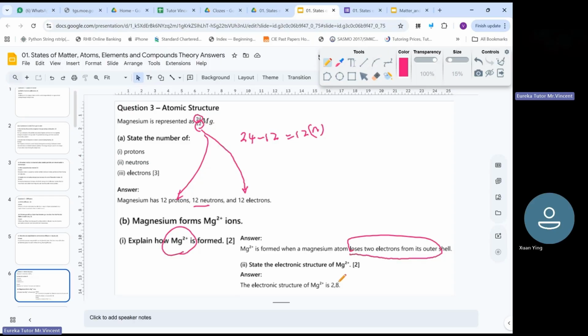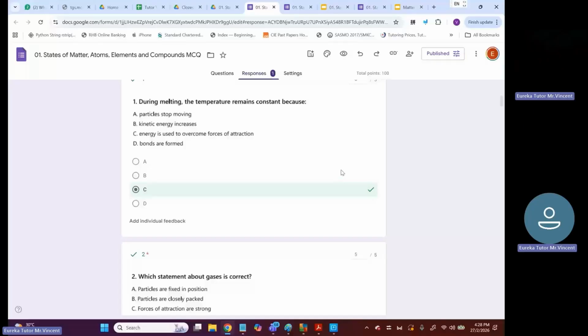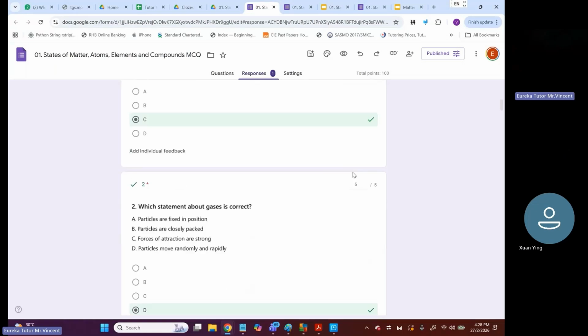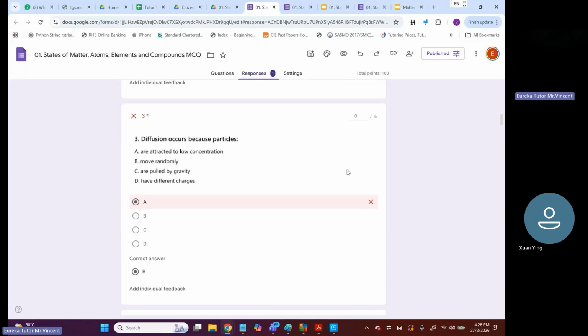Okay, so you have completed the MCQ already, and very good. The result is well done. Just a few mistakes. Okay, let's see question number 3. Diffusion occurs because of the particles... Your answer, you gave it to me. No, actually it's supposed to be move randomly. Answer is B. Diffusion occurs because particles move randomly, spreading from high concentration to low concentration, right? It is not caused by gravity or any attraction. So the answer is B for boy.